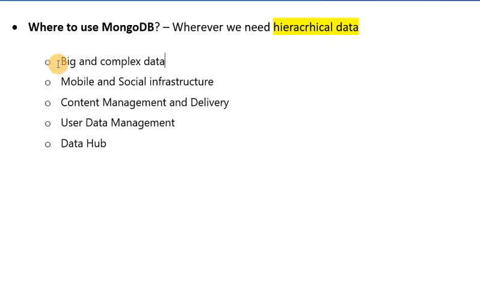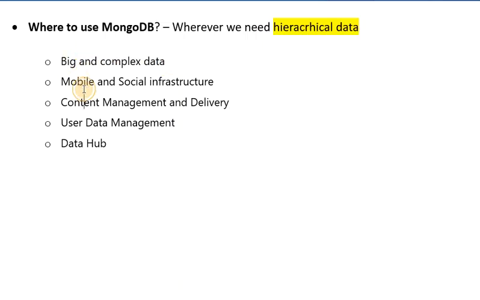We can see here some examples I have given for dealing with hierarchical data. Let's suppose there is big and complex data. Big and complex data means there are lots of pieces of information stored in different tables. To use that data in an RDBMS, we use multiple joins, which decreases performance. So to avoid that situation, we use the hierarchical way, meaning we use MongoDB there.